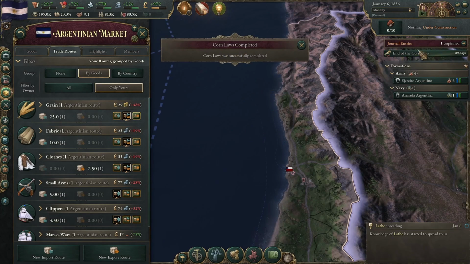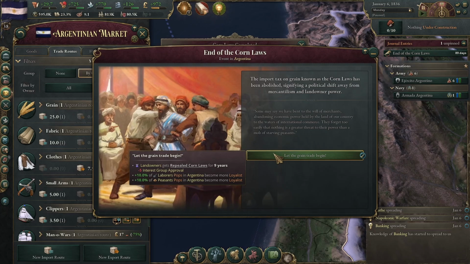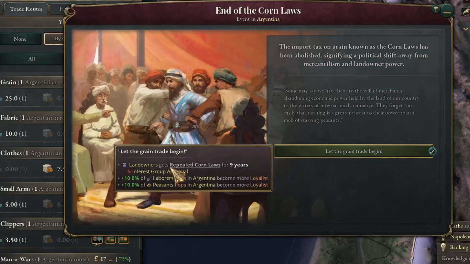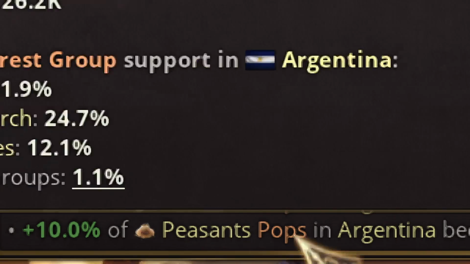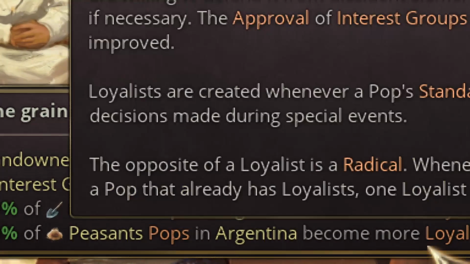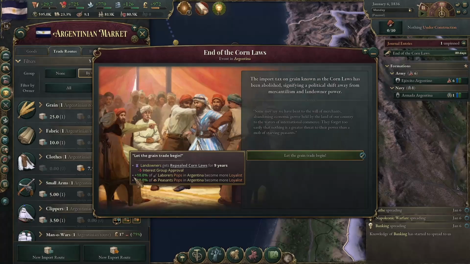When you unpass, you will fire an event, and here is the event. If you mouse over, you will see 10% more peasants loyalists and 10% labor loyalists, and that is very good.